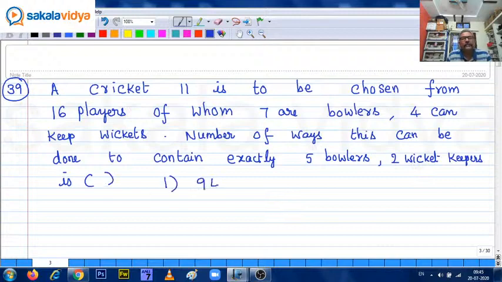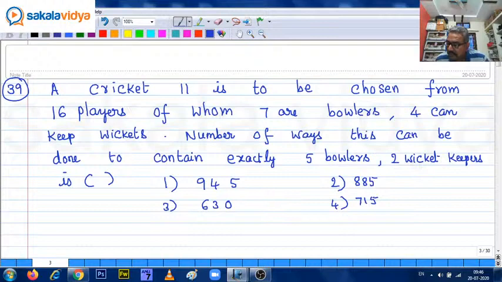first option 945, second option 885, third option 630, fourth option 715.